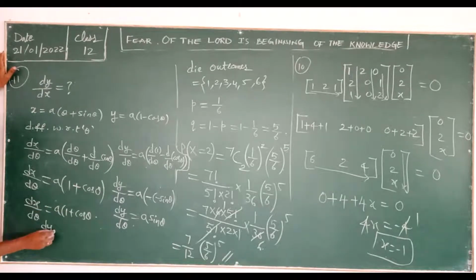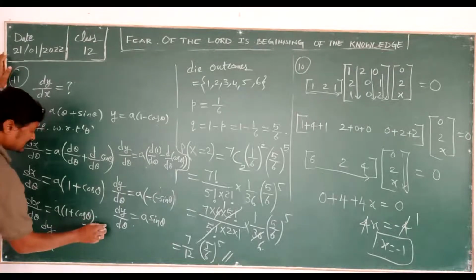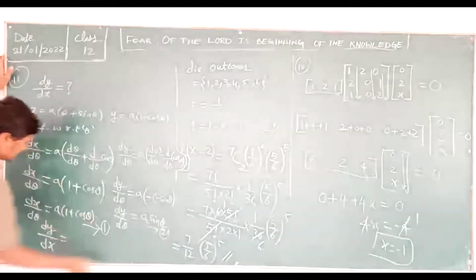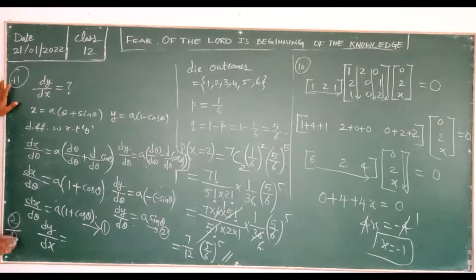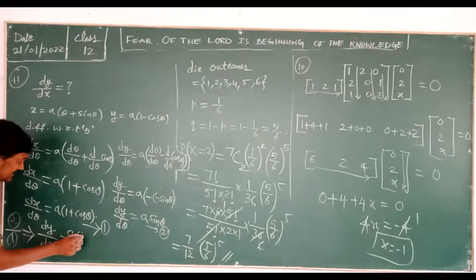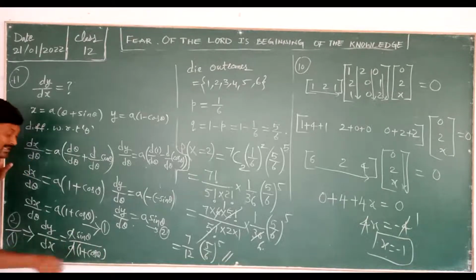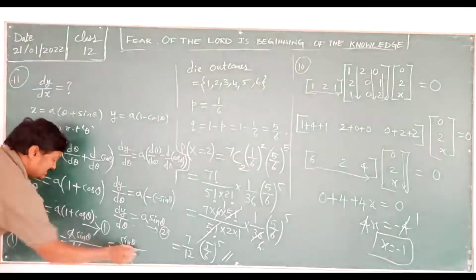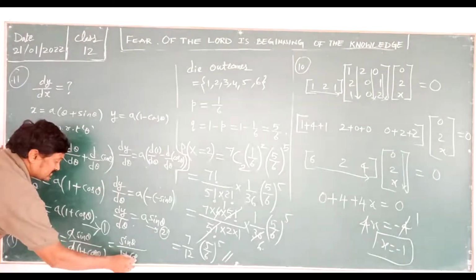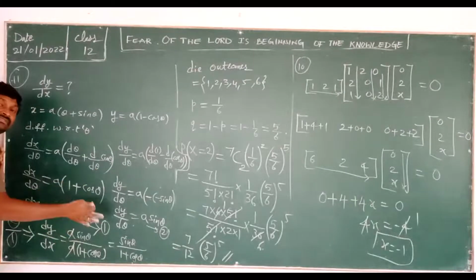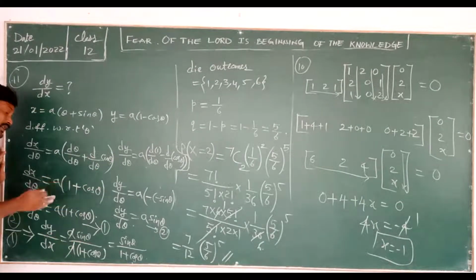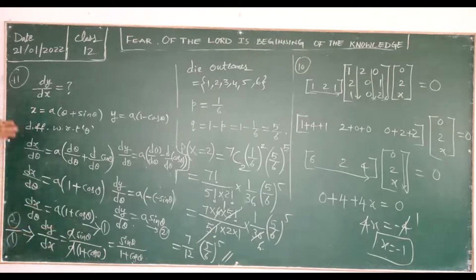At last, dy upon dx is equal to, let's give this as equation number 1 and this as 2. Then 2 divided by 1 implies dy upon dx. Then dy upon dx means a sin theta upon a into 1 plus cos theta. a gets cancelled. At last the answer is sin theta upon 1 plus cos theta. Still if you want to simplify, you can simplify and solve the problem, or you can leave it up to here. Okay, that is about problem number 11.